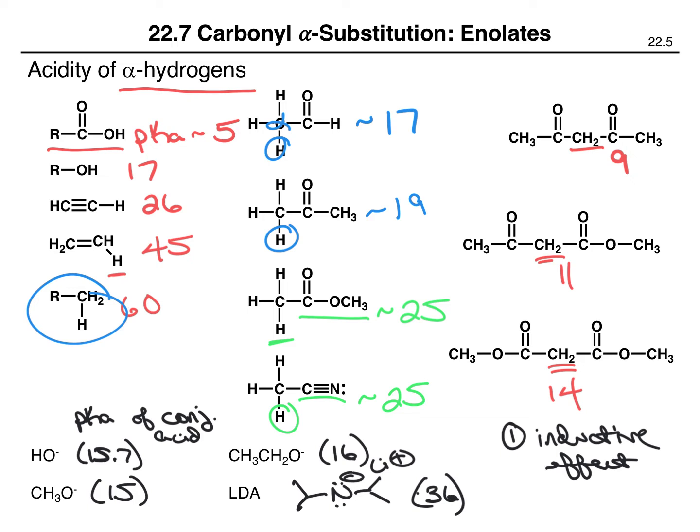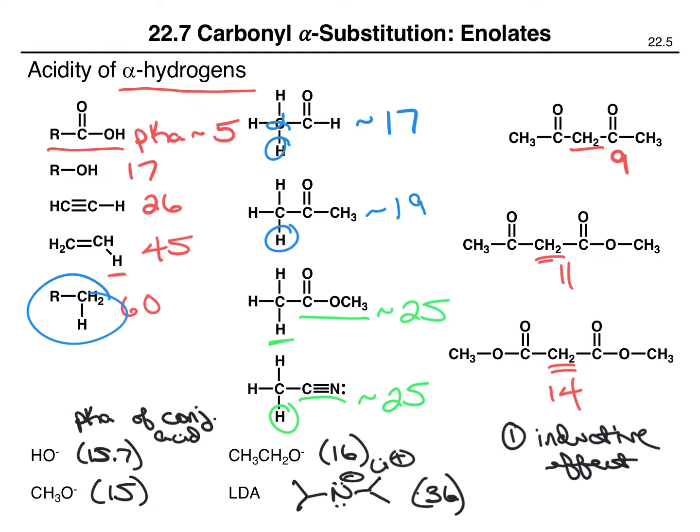So the inductive effect, we're really talking about differences in electronegativity, but remember, the inductive effect falls off quickly with distance. So these hydrogens are more acidic because of the electron withdrawing carbonyl, same thing here, and these are more acidic because of the electron withdrawing nitrile. Here, this set of hydrogens is made more acidic because of the electron withdrawing carbonyl and the other electron withdrawing carbonyl. Same thing here and here.